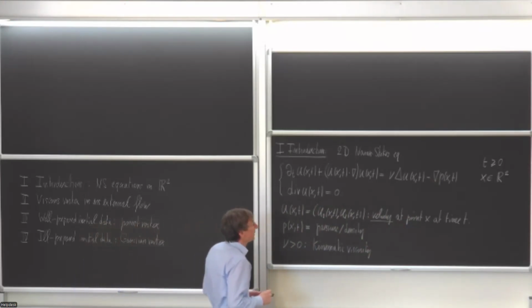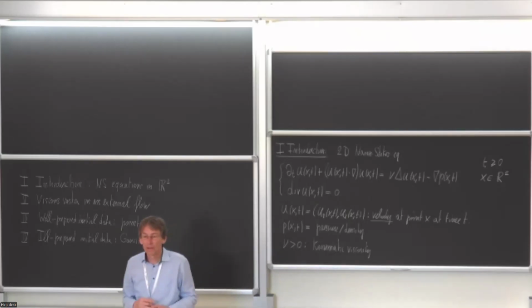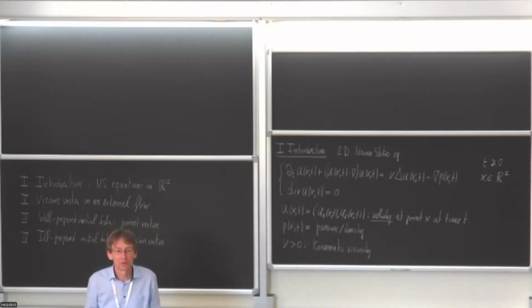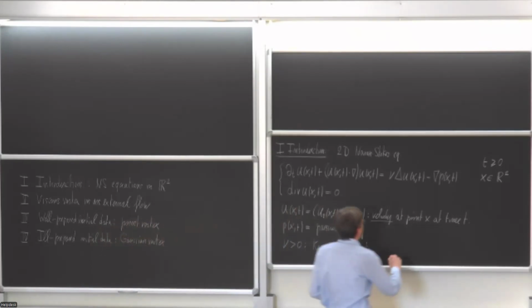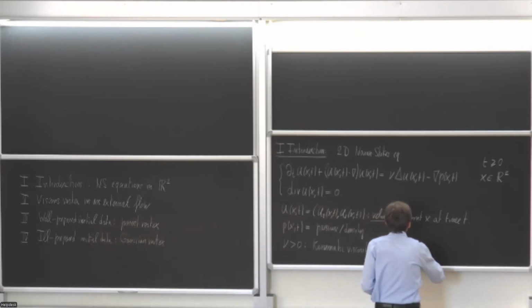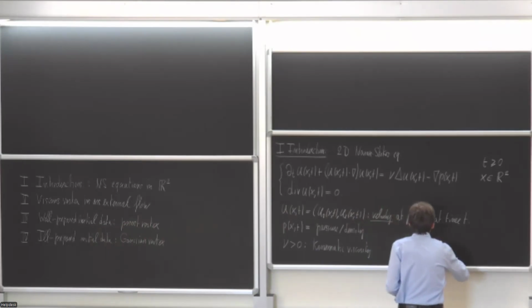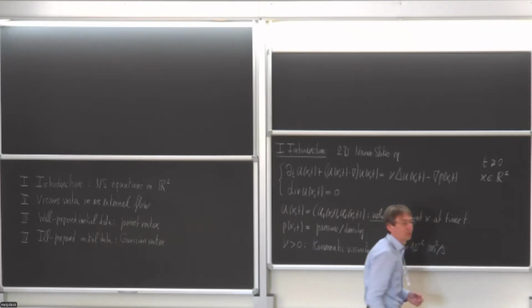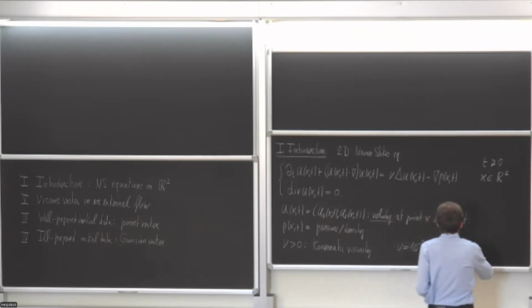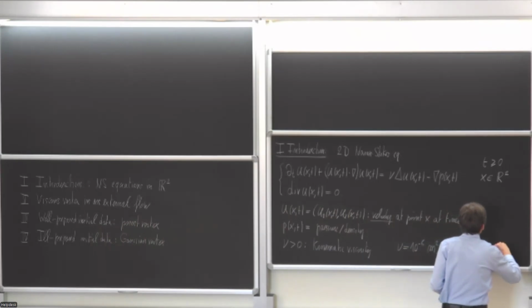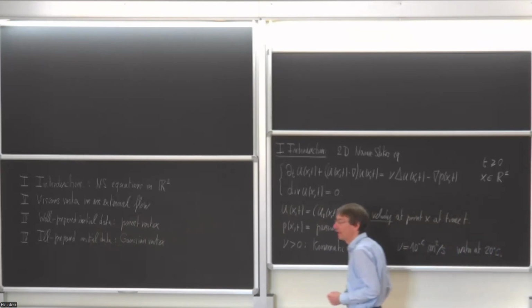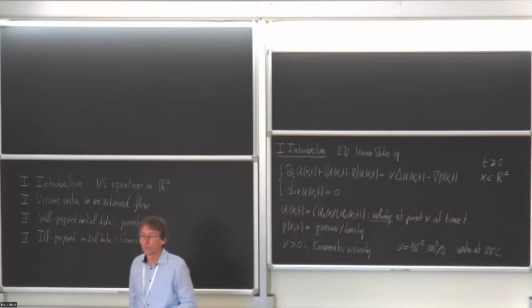So some comments about this parameter. By the way, do you know the value of this parameter? Does anyone know the value of this kinematic viscosity for water at normal temperature? Any idea? So mu is 10 to the minus 6 meters squared per second for water at 20 degrees. So you see the value 10 to the minus 6 is pretty small.